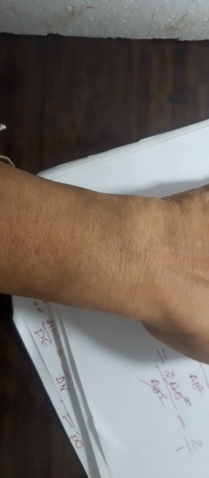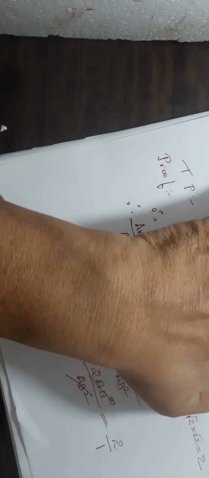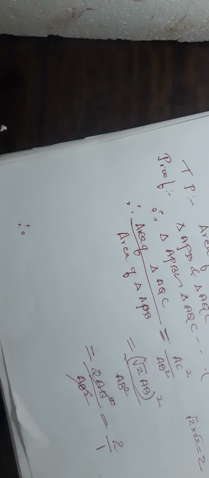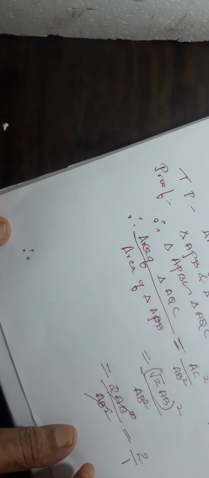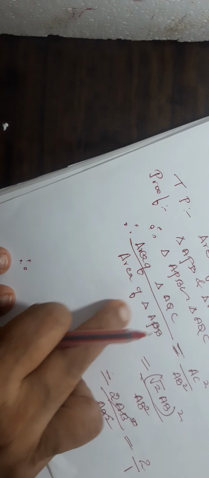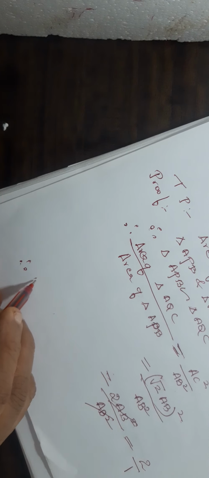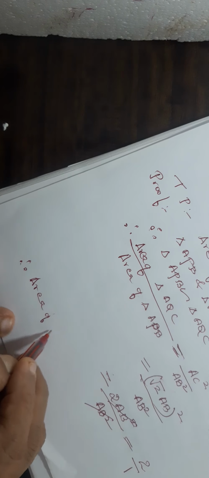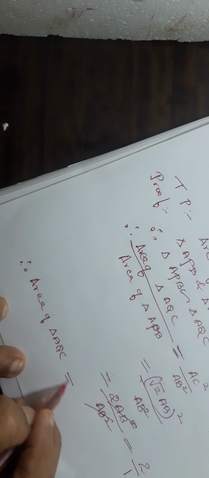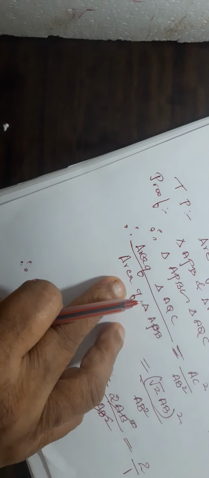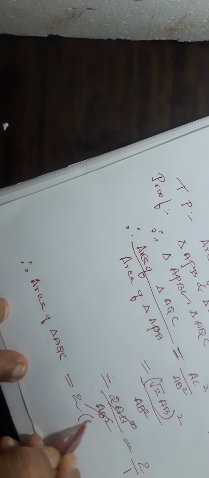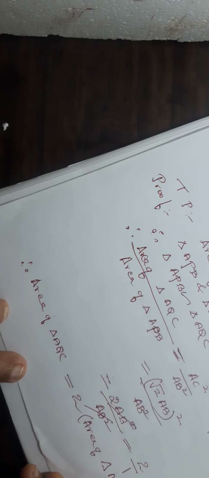Therefore, what they have asked, see, one minute, I will read this. Area of an equilateral triangle described on one side of a square is equal to half the area of the equilateral triangle described on one of its diagonals. So we have got AQC, which is the equilateral triangle drawn on the diagonal, so that is 2 times of this. That means area of triangle AQC is equal to 2. This down thing will go up now. So 2 into the area of triangle APB it will be.